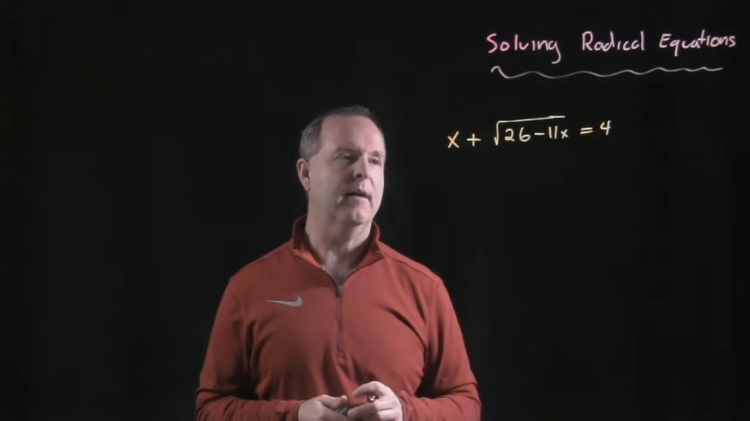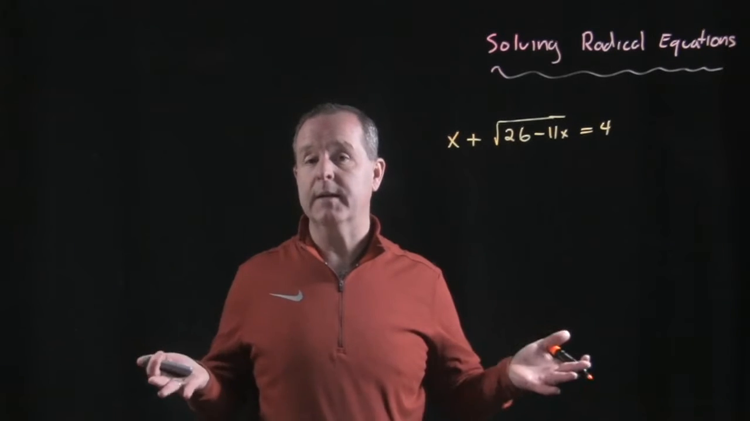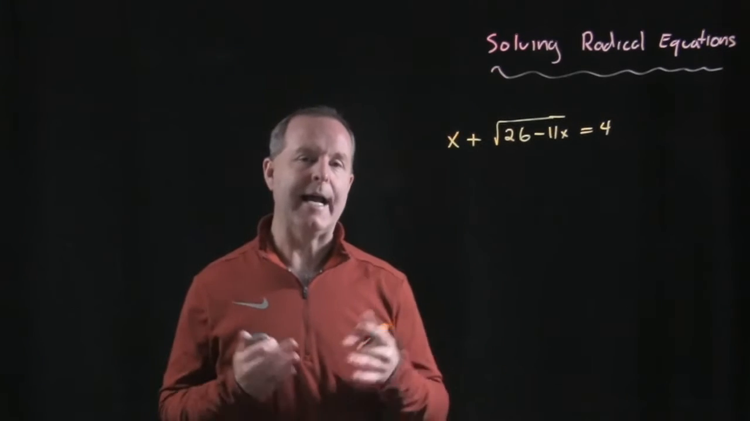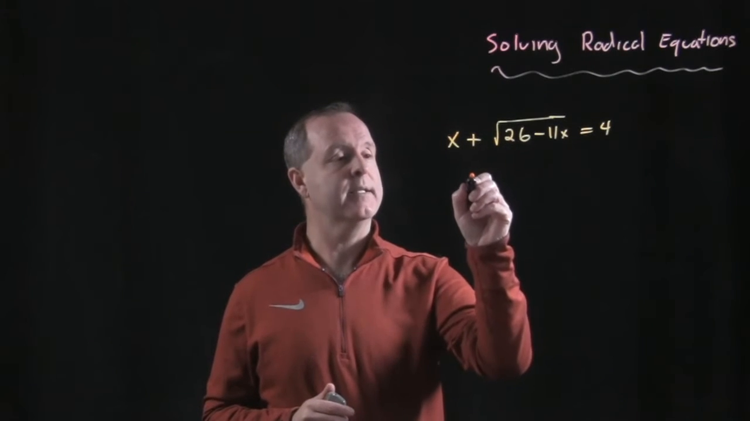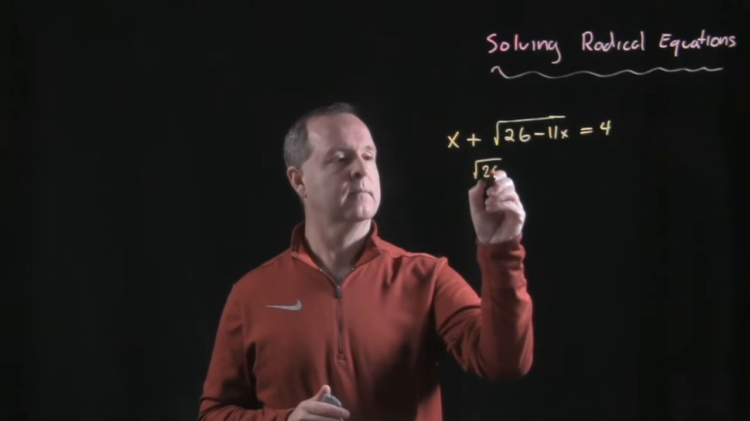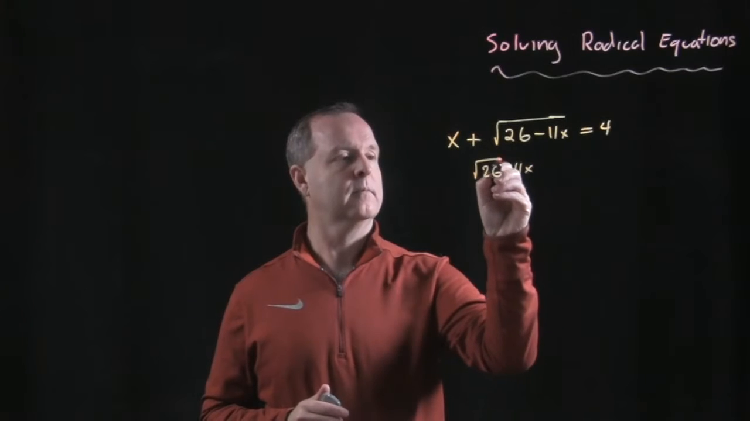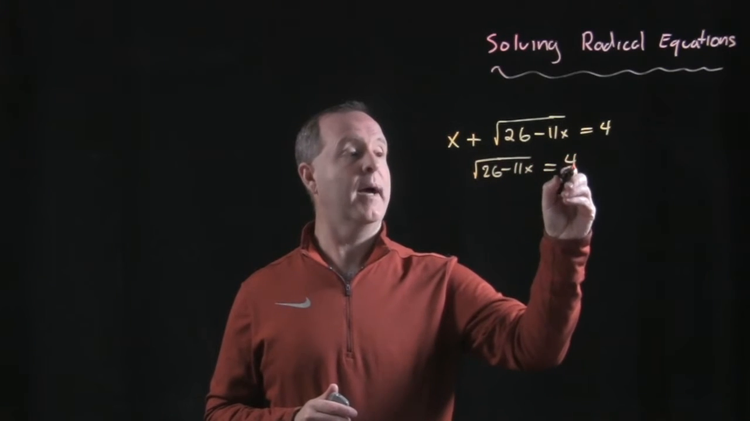Now let's add one more layer of complexity to this problem and see what we can do. So step one was isolate the radical on one side. So I'm going to have to subtract x from both sides. That equals 4 minus x.